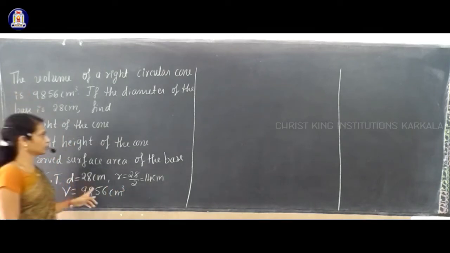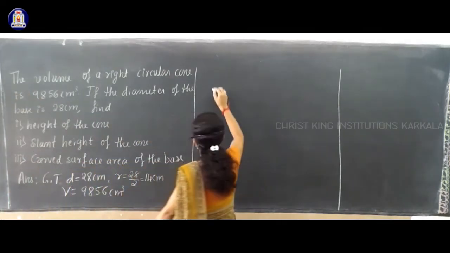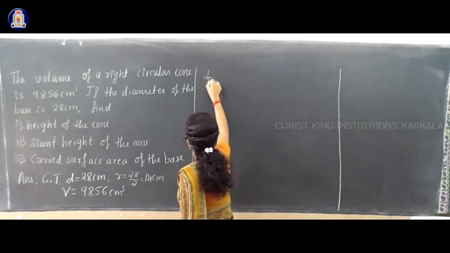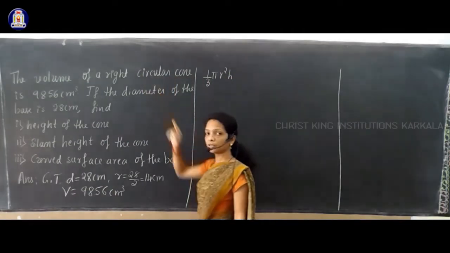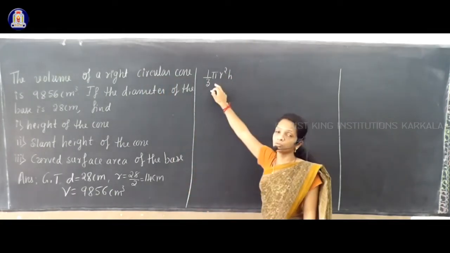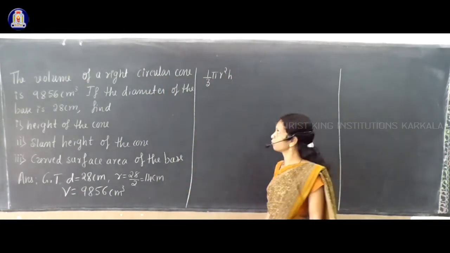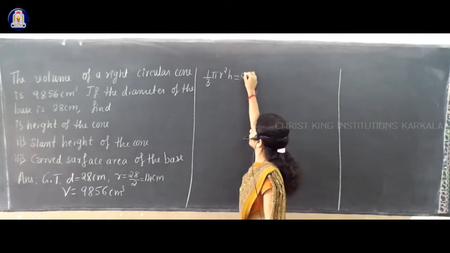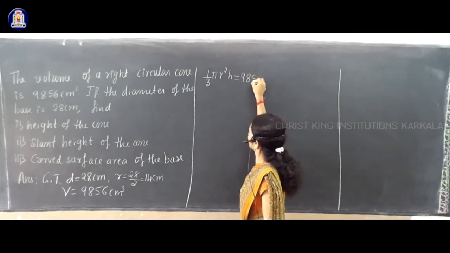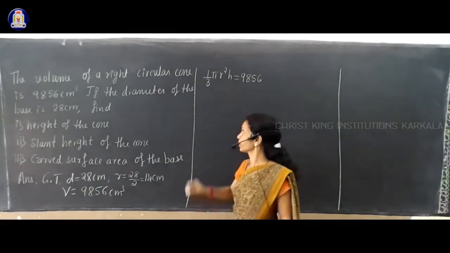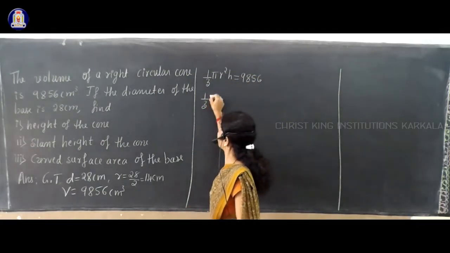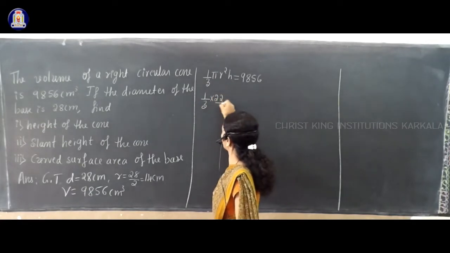Okay. V is equal to 9856. V is equal to 1 by 3 into pi into R square into H, because we are given a right circular cone, so you have to use this formula in place of V. And the answer they are given, that is 9856. And the values which you know: 1 by 3 into pi, pi is 22 by 7.